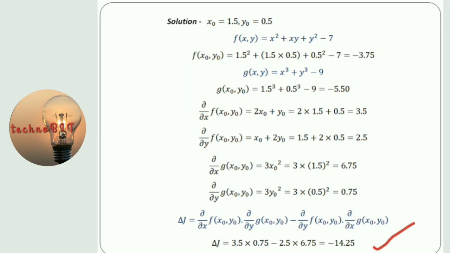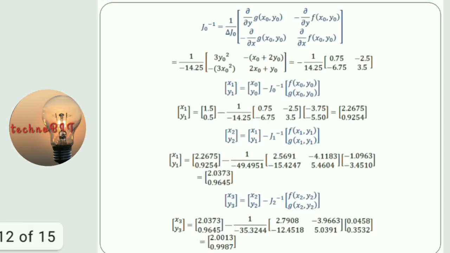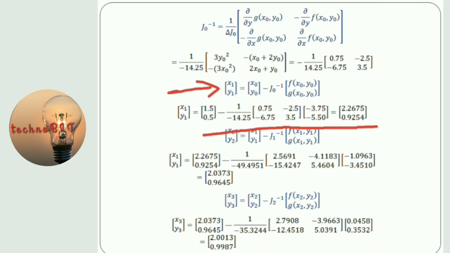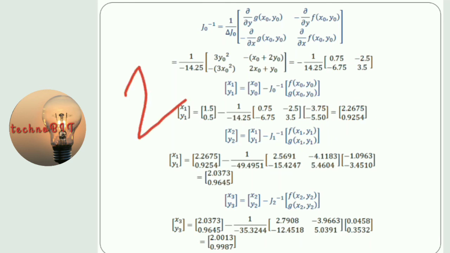After getting all these values, we are going to put them in the equation. What is this equation? This equation. Just keeping these values in place of the similar values, we got this as the first iteration value for x1 and y1. What was the exact root? That was 2 and 1. It was given in the question, right? So you can see we are getting near to that answer.